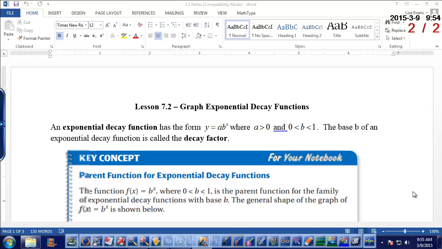Hello, today we're doing lesson 7.2, we're going to graph exponential decay functions. This is very similar to what we did yesterday, except instead of our graph rising from left to right, it's going to fall from left to right. So an exponential decay function has the same form, y equals a times b to the x, where a is greater than 0, but this time b is between 0 and 1. So basically b is going to be a fraction less than 1. The base b is called the decay factor.